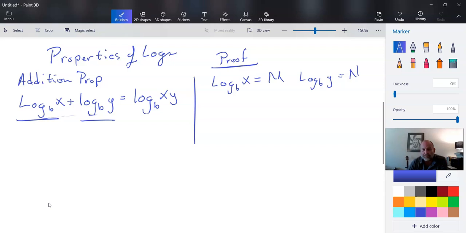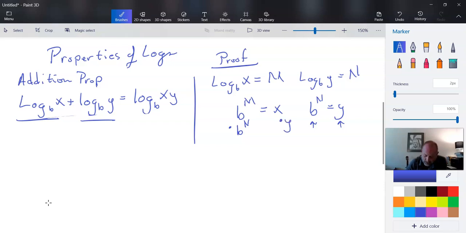Okay, so if we have these two quantities, we can rewrite these in exponential form, which means that b to the m is equal to x, and over here b to the n is equal to y. So all I've used is the definition. Right, that's just satisfying the definition of a log. Well, if this is actually equal to this, then if I multiply them over here, so if I multiply the b to the m times b to the n, and then on this side, it'll be x times y, right?